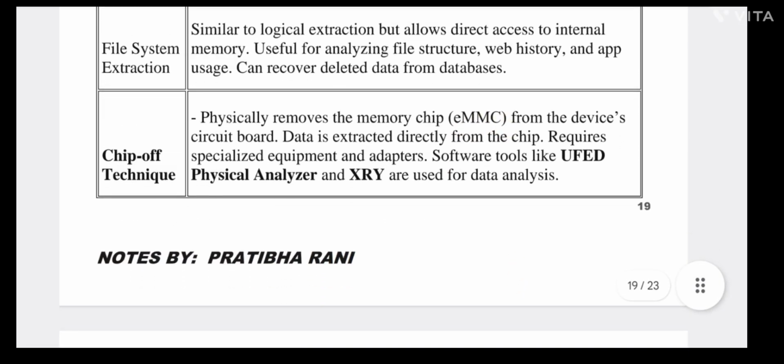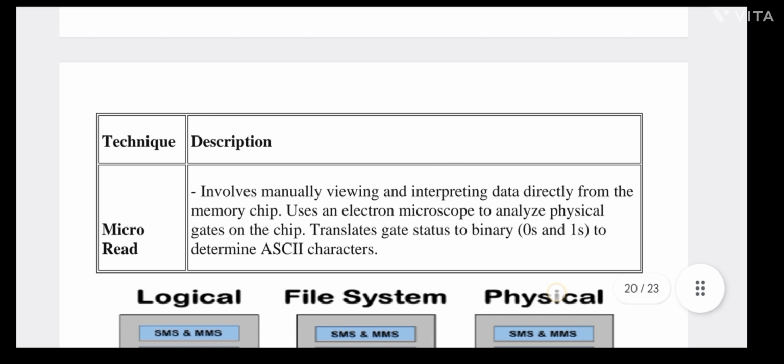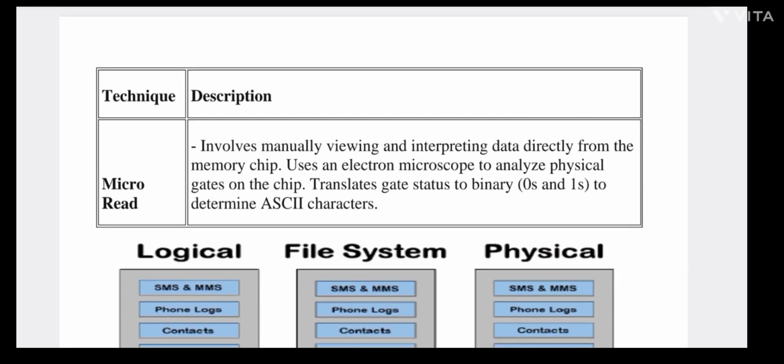Then chip off is basically when we remove the memory chip from the device circuit board and then study the data from the memory chip, okay. For that we can use tools such as UFED Physical Analyzer and XRY. Then micro read basically involves manually viewing and interpreting data directly from the memory chips, okay.